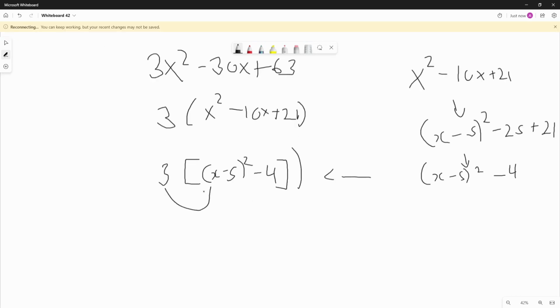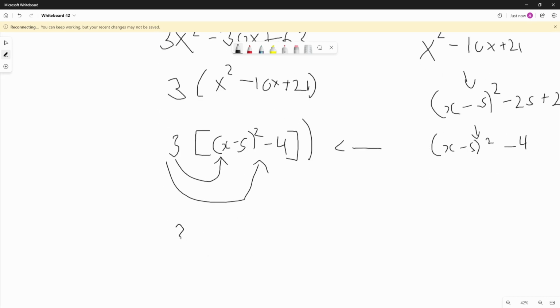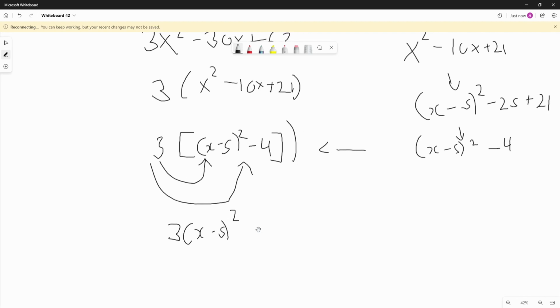So expand this out here. You're going to have 3 times (x minus 5) squared. Here you're going to have negative 12. So you're going to have 3(x minus 5) squared minus 12 as your final answer.